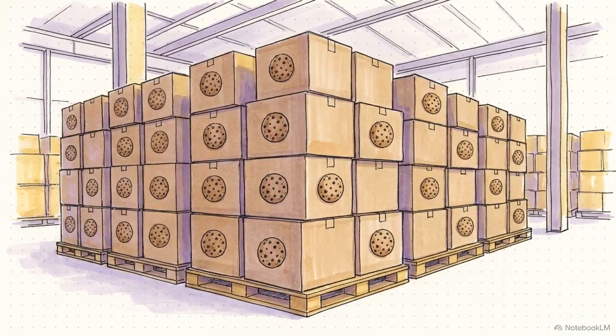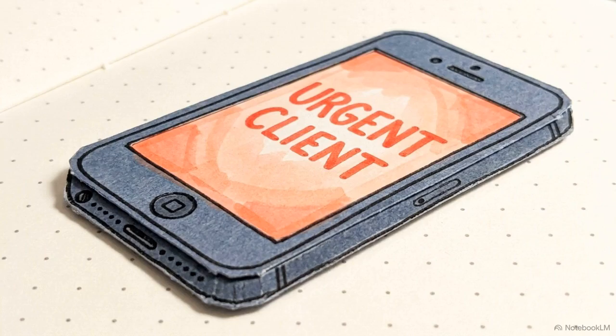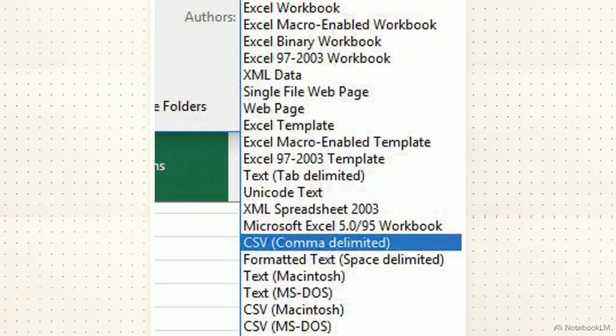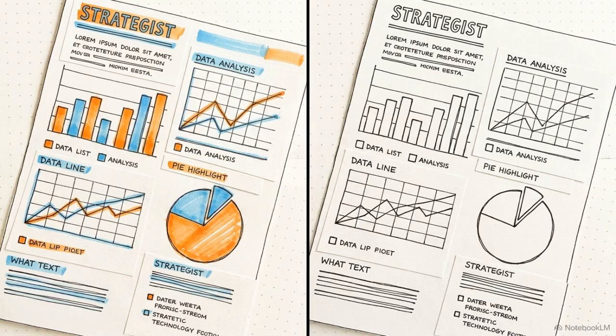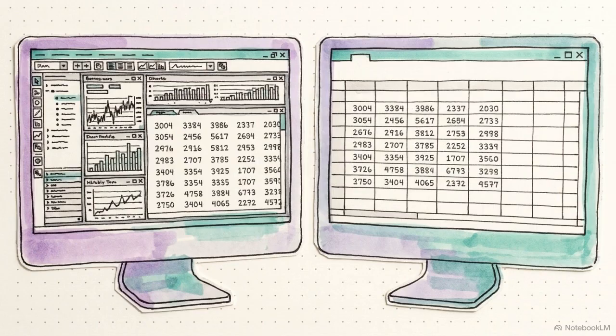Next scenario, a vendor sends a massive list of 10,000 prepaid corporate cookie orders. Right now, a furious client is on the phone demanding to know their payment status. That massive list of raw data arrives as a CSV file, which stands for comma-separated values. A CSV file is highly useful because it strips away all styling and formulas. This creates a universal format that allows you to easily share data between completely different software systems.